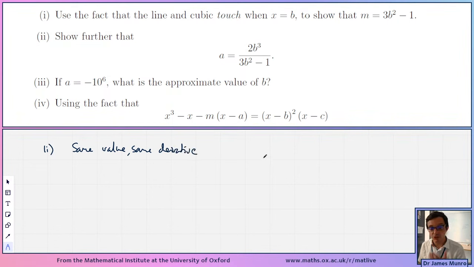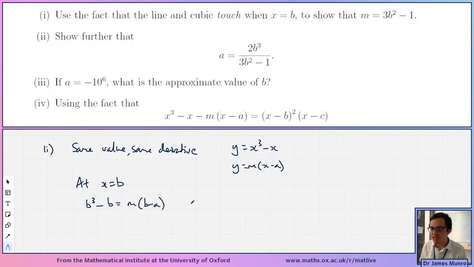My lines are y equals x cubed minus x and y equals m times x minus a. So I get the line y equals x cubed minus x, and y equals m x minus a. And we are at the point x equals b. I should have b cubed minus b is equal to m b minus a. And I should have the derivative of this, 3b squared minus 1, is equal to m, the derivative of that line. Great, okay. So this one is the thing I was asked to do in part one, the gradients match up. Great news. What's this?